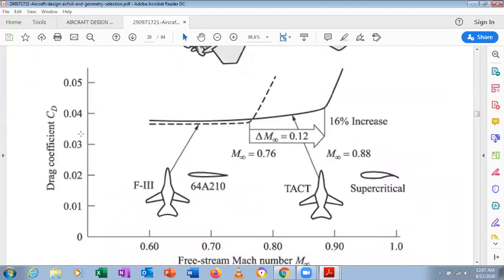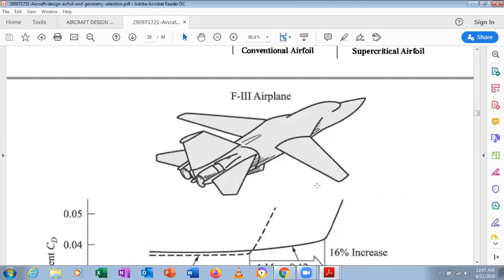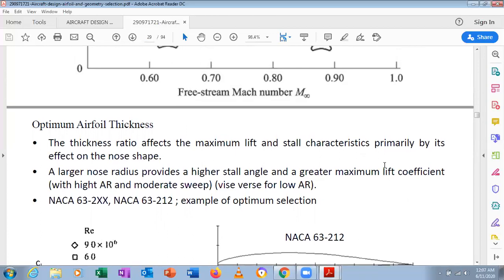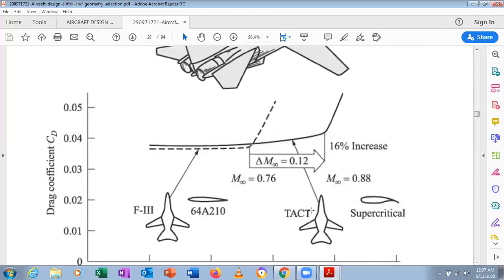You can see the nose shape here. These are called supercritical airfoils. It depends upon what type of airfoil I use, and according to that, it depends upon the speed of the aircraft. The larger the nose radius, the higher the stall angle and the greater the maximum lift coefficient. If it is smaller, there is a lower stall angle and a lower maximum lift coefficient. So it depends on which airfoil we are going to use.